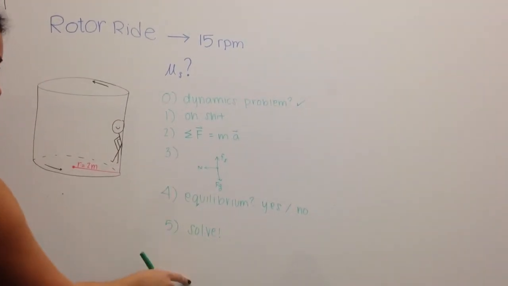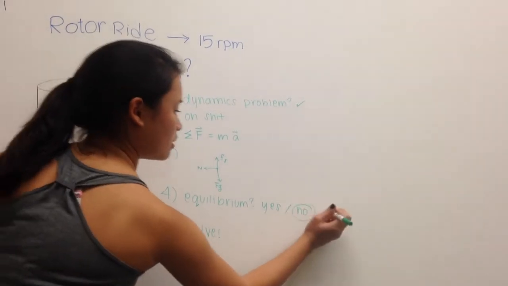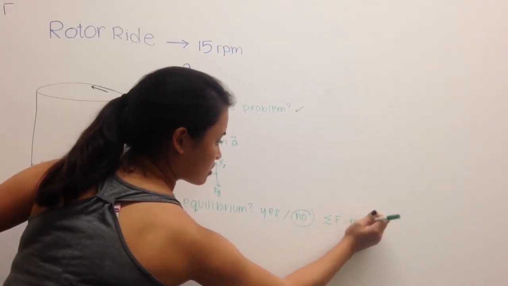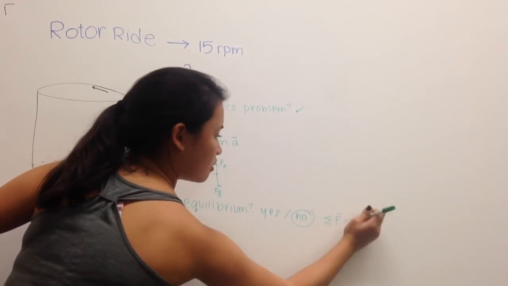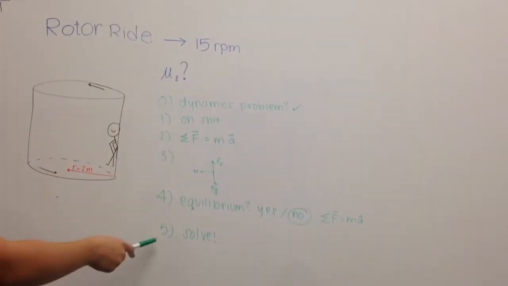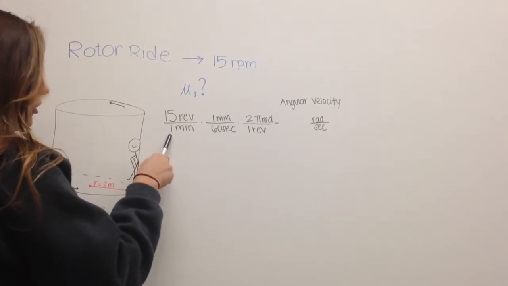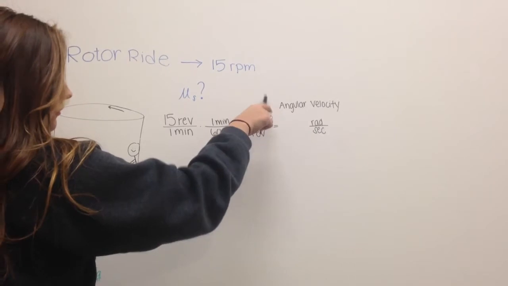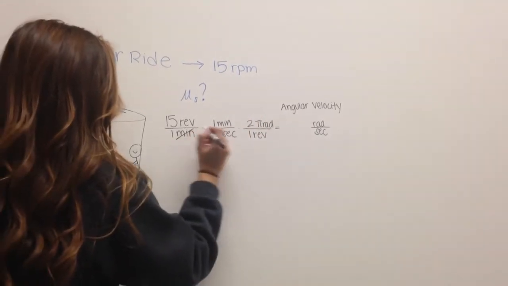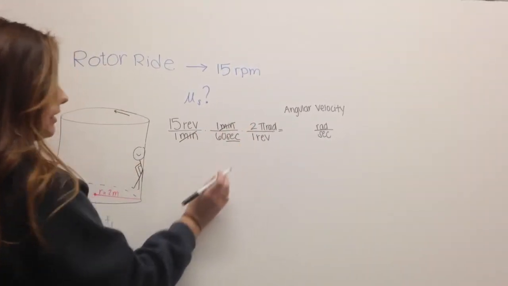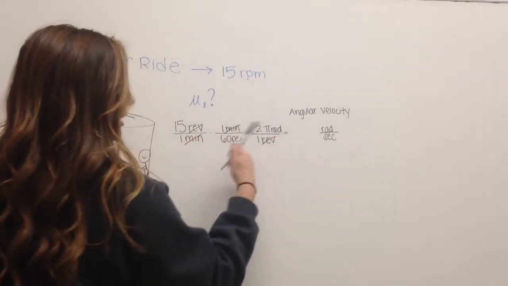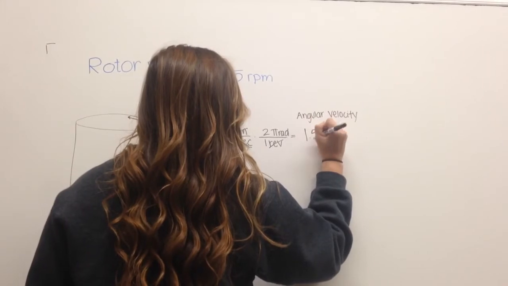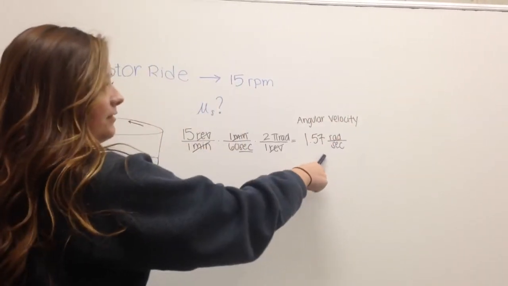Step 4, is it in equilibrium? No. So we can say that the forces is equal to mass times acceleration again. And step 5, we solve. We're going to convert our 15 revolutions per minute to radians per second, so we yield angular velocity. So we cross out our minutes and we get seconds, and then our revolutions cancel, and you multiply by 2 pi, and it yields 1.57 radians per second.